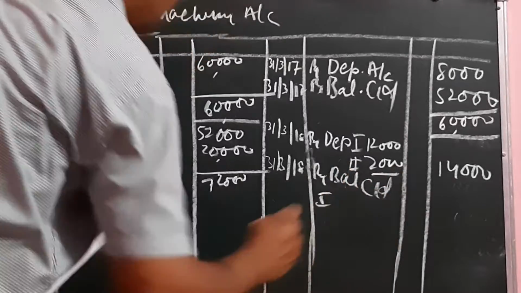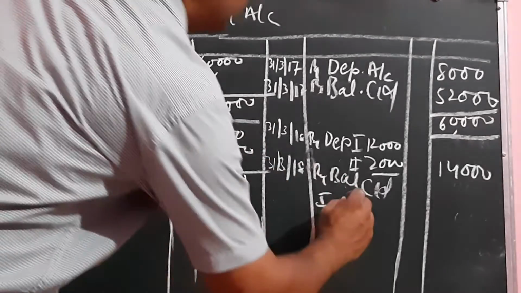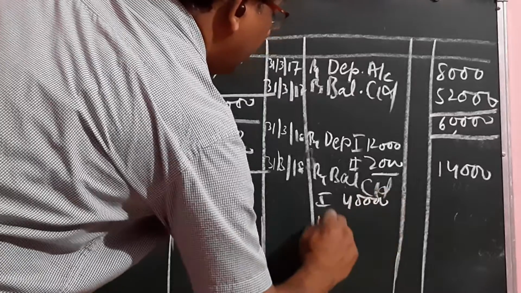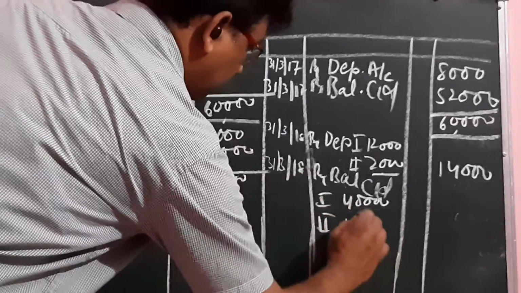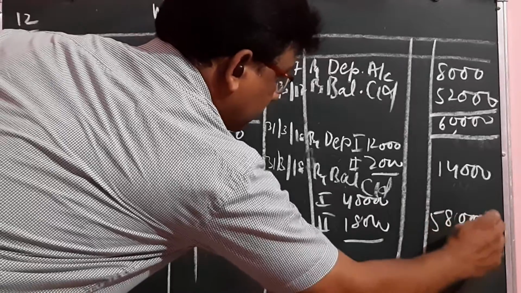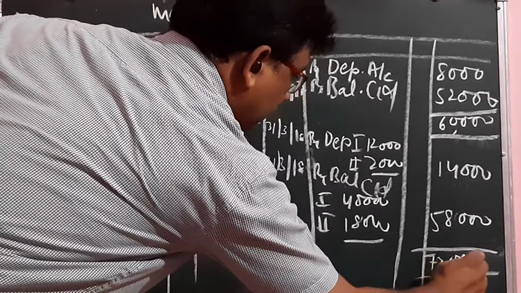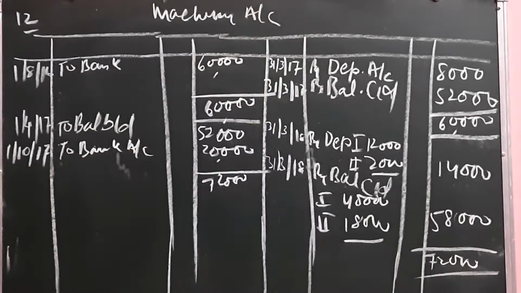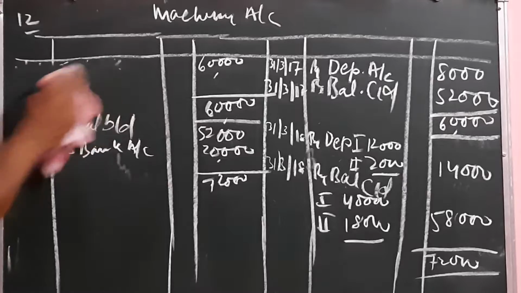The first machine balance is 52,000 minus 12,000, so it is 40,000. The first machine cost is 40,000, and the second machine cost is 20,000 minus 2,000, which is 18,000. So it is 58,000. So the total of this side is 72,000, and balance CD is 58,000. Again we have to prepare the machinery account for one more year, so one more year I am doing.